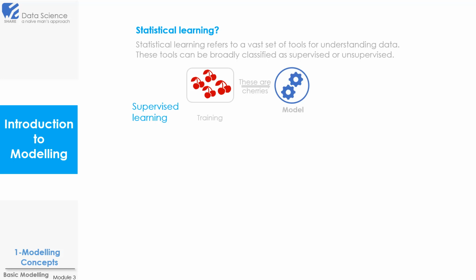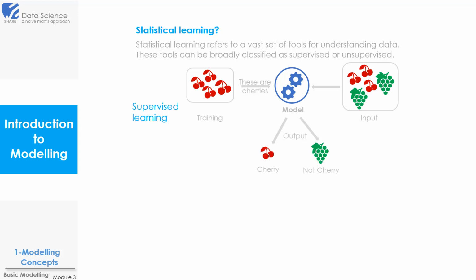Once our model is trained and fine-tuned, we will give it an input that has cherries and grapes. Now that our model is trained and knows how a cherry looks like, it will be able to identify the fruit and will classify the new data as cherry or not a cherry. This is called supervised learning. Few examples are linear regression, logistic regression, neural networks, etc. We will learn all these algorithms in our course.